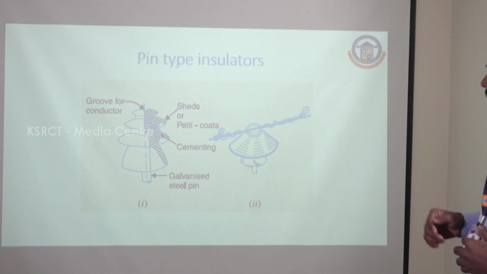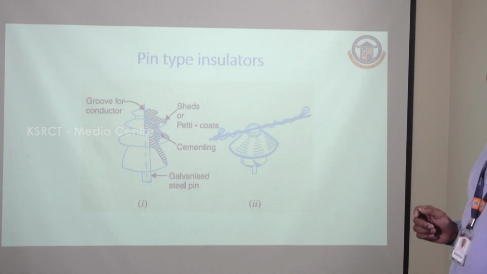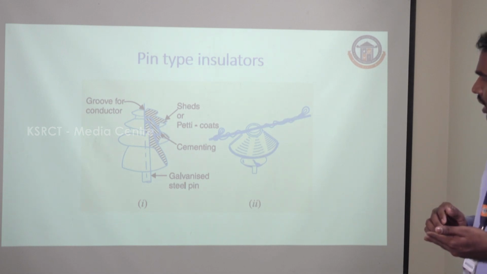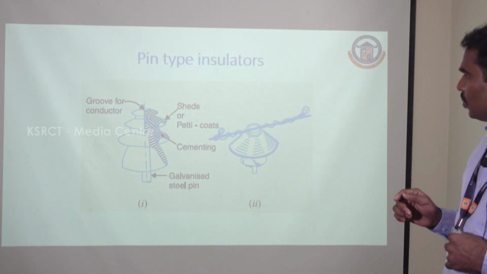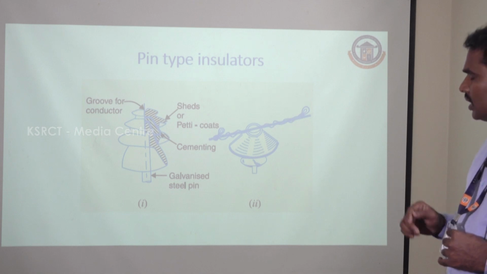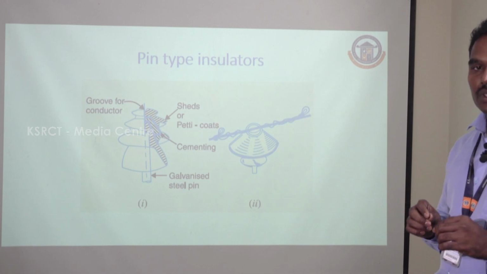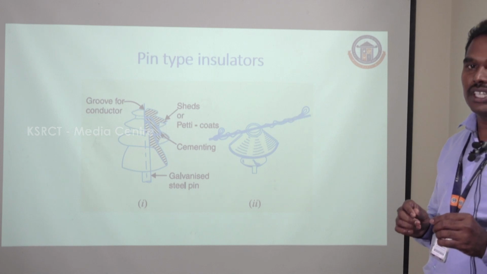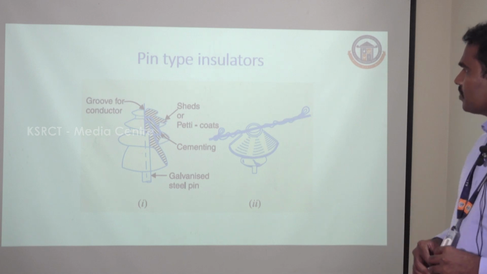So why they are going for this type of petticoat structure means, it will increase the length from the groove to the galvanized steel pin. So the length will be increased. If you see in the picture, the height is minimum, but the length from the groove to the galvanized pin is double the height. So this will increase the length of the arc or the leakage current path, so it can maintain the withstanding capacity.